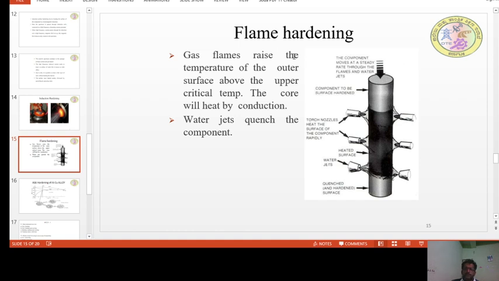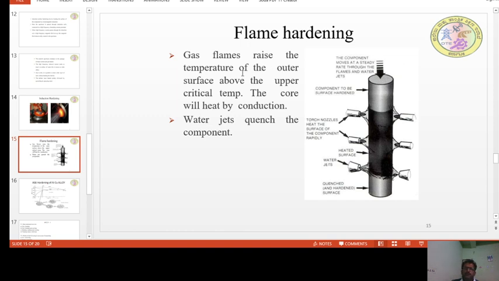In the other case, let us say the component is a circular one, it may be a gear or a pulley. In that case, they make the component rotate slowly, and at a fixed position they heat the surface with the help of the flame. Once the surface is heated, they pour the water on the component. This is for circular shapes.